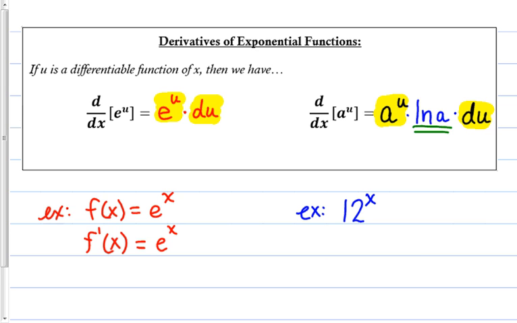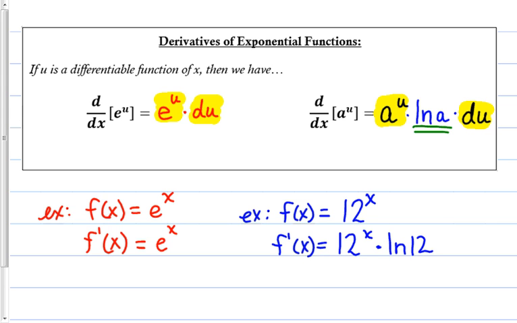Okay, so I can actually do this example, right? No biggie. I guess I should have written it out better. So let's see, example. If this is my function, then my derivative is going to be a to the u, which is the function itself, times the natural log of a, which is 12, times the derivative of x, which is 1. So I don't have to write that. Okay? All right, next.